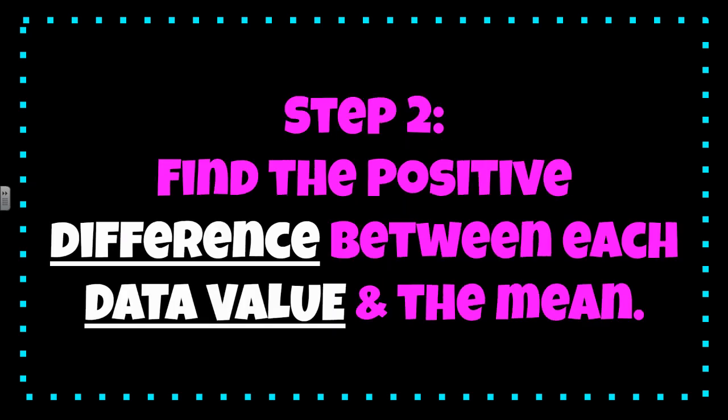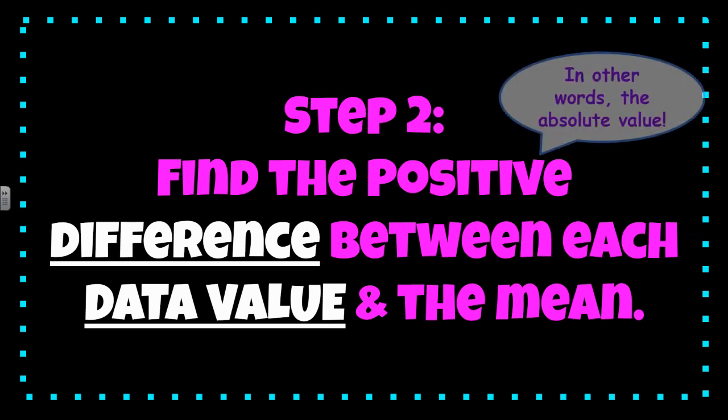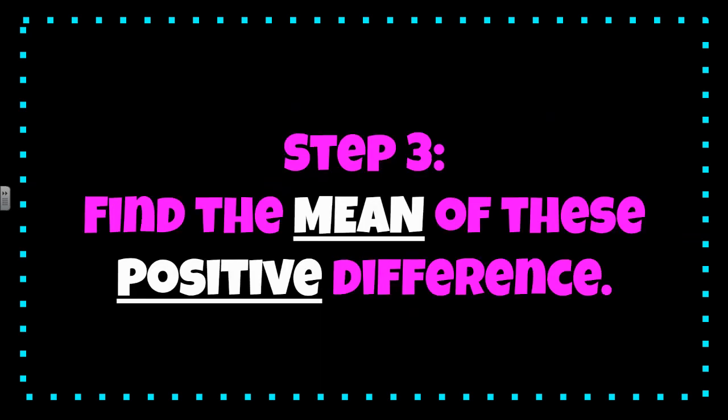Then step two, you are going to find the positive difference between each data value and the mean. Remember, difference in math means subtract. When we're finding the positive difference, that means we're using the absolute value of the difference. Step three, find the mean of all of those positive differences. That's where we get the mean absolute deviation from. It's the average distance each data point is away from the mean. And we're using the absolute value of those differences. So mean absolute deviation.